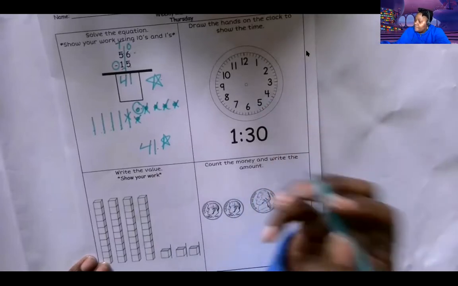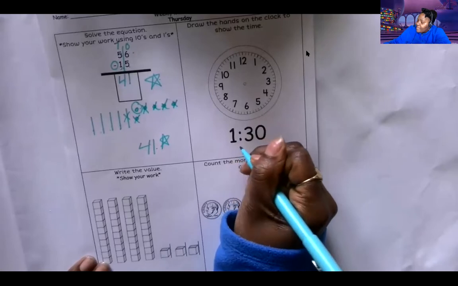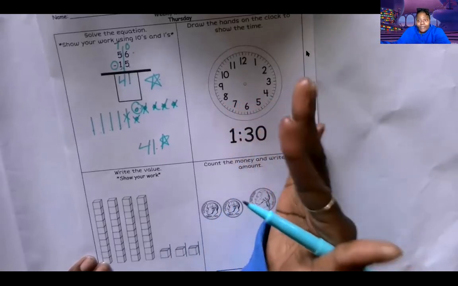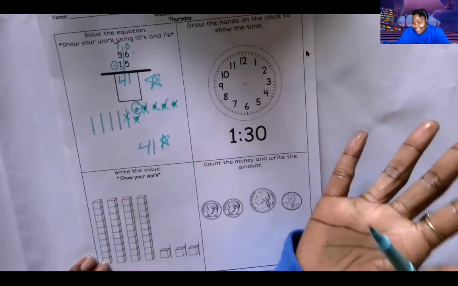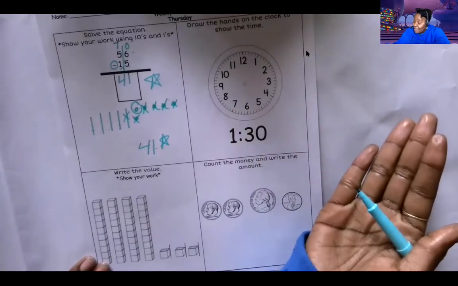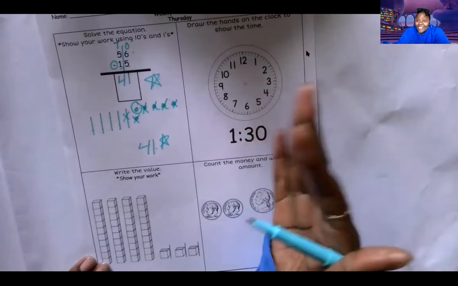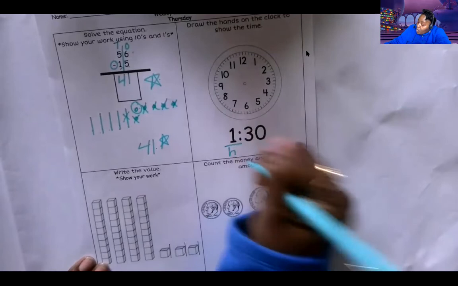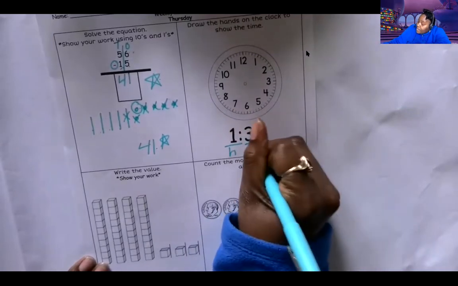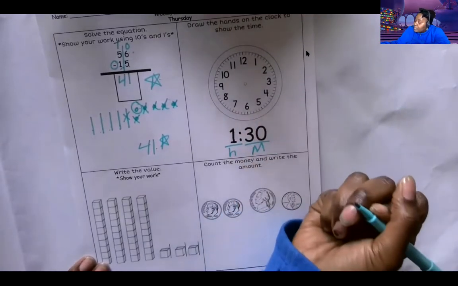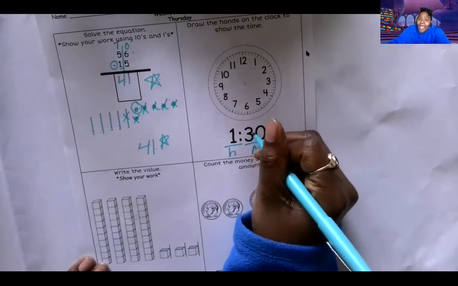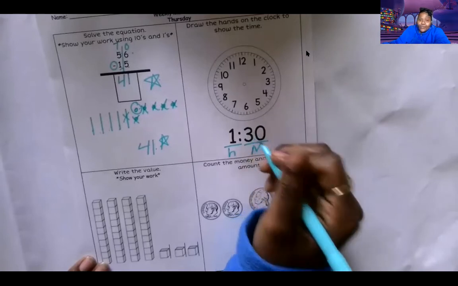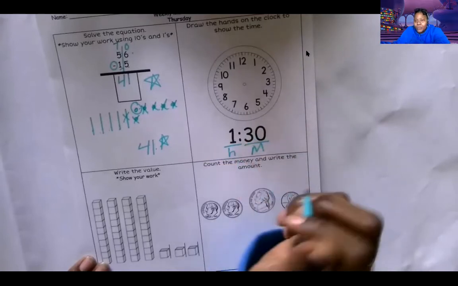1:30. I know that when I'm showing time on a clock, it has two hands, an hour hand and a minute hand. And I know the short hand is the hour hand. The minute hand is the long hand. I'm going to look right here. The hour is 1. Here, the minutes is 30. So it's half past 1, 30 minutes after 1 o'clock.